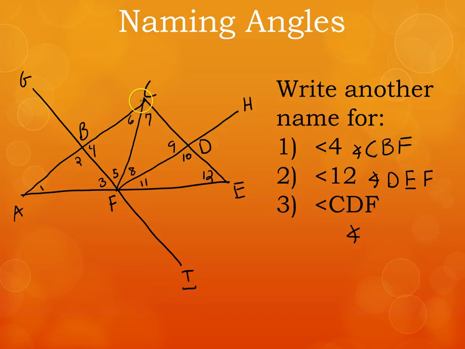Angle CDF, well, CDF is this one right here. Angle 9 would work for it. That is what the angle is. Also, I could switch around the order. F, D, C. Vertex still has to be in the middle regardless, but I can switch which endpoints I want to use for our sides. So those are our naming angles.